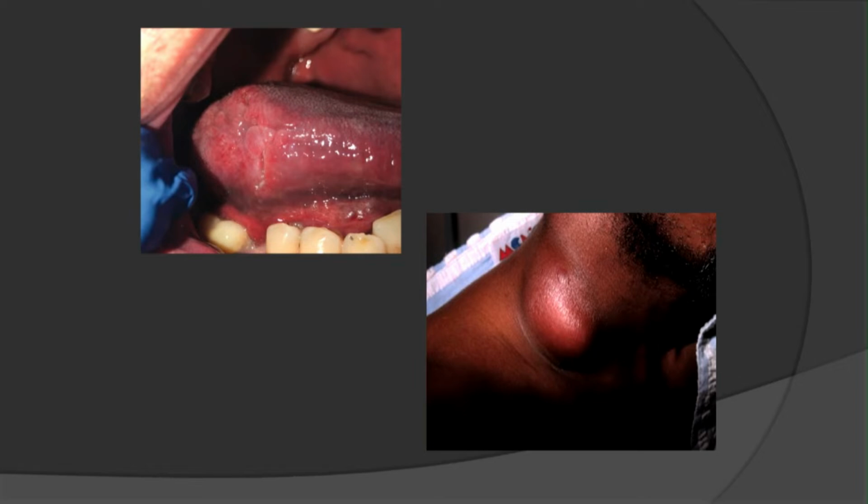Actually, here there is also a diagnostic feature of the ulcer associated with TB, which is undermining. Usually the ulceration is characterized by undermining of the border. So this is one of the characteristic features of TB ulceration in the oral cavity.